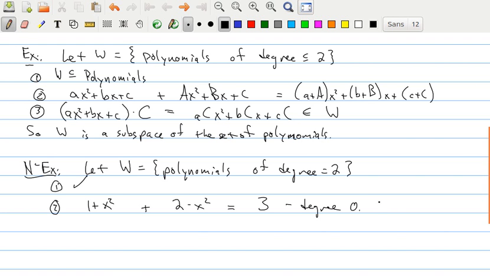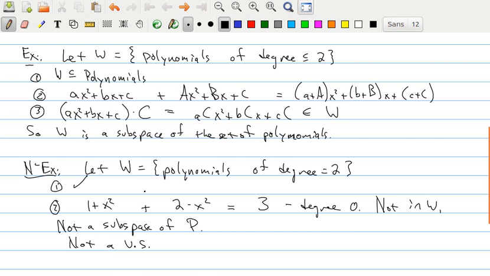So this is not back in W again. So that says W is not closed under vector addition. So that means that W is not a subspace of the set of polynomials. And in particular, it's not even a vector space.